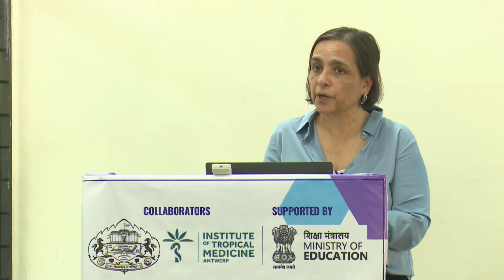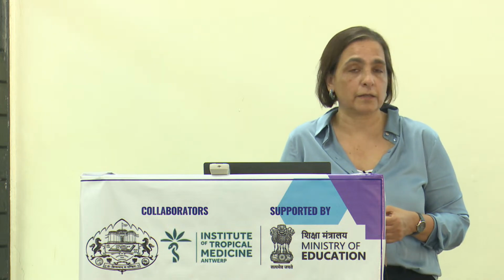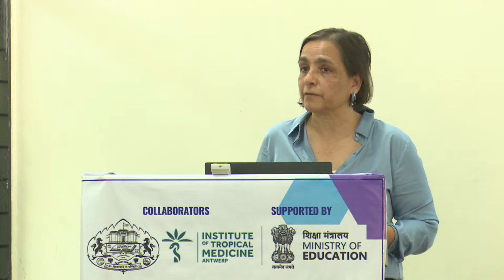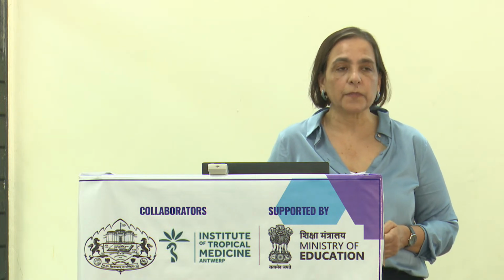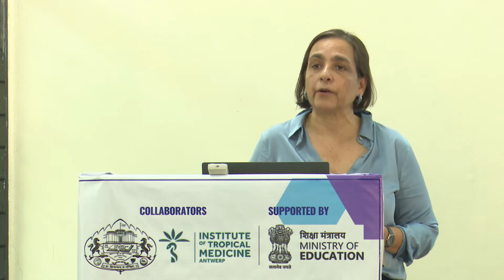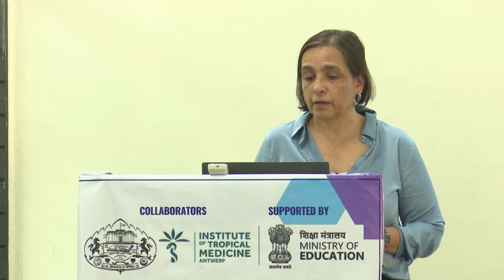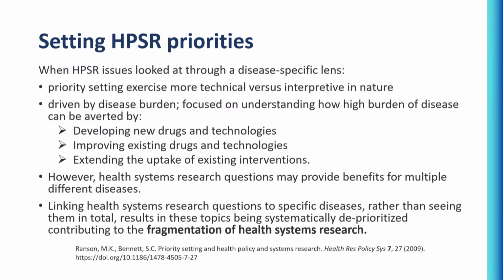So we cannot really use the same principles that we use for setting health research priorities for health policy and systems research priorities. Because if we do that, for example, if we look at health policy and systems research issues through a specific disease lens, for example, trying to establish priorities in malaria or HIV or NCDs, the priority exercise becomes more technical versus interpretive in nature. It's driven by the disease burden and often focused on understanding how high that burden of disease is and how it can be averted by developing new drugs and technologies or improving whatever we have or extending the uptake of existing interventions. So these 2 points definitely are not about health policy and systems research, right?